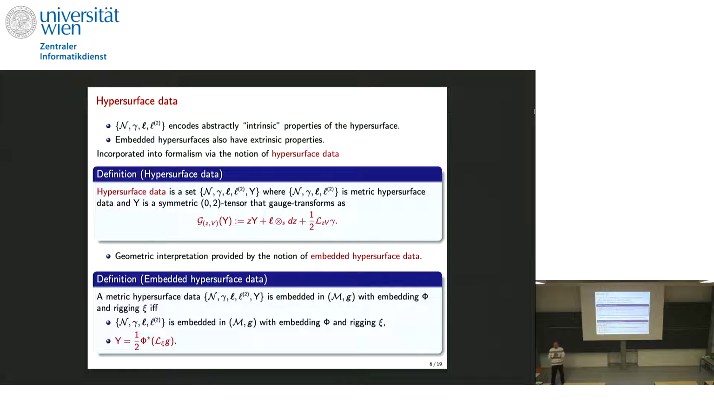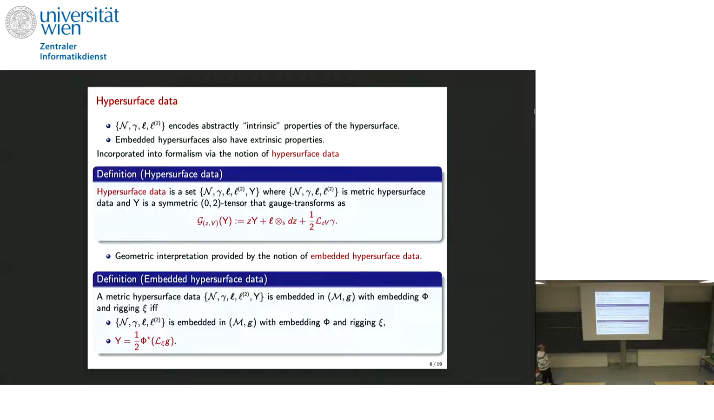So a hypersurface embedded in some space has intrinsic information and extrinsic information. So far, we have only been talking about the intrinsic information, because everything has been encoding the metric at the level of the hypersurface in an abstract way. So what about the extrinsic information? The extrinsic information is encoded, as you can expect, into a symmetric 0 2 tensor Y, which plays the role of the second fundamental form, if you like.